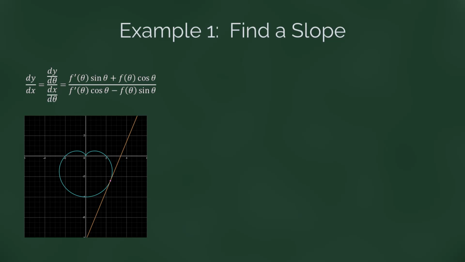Let's see if we can use this formula to find the slope of the tangent line in the image that we started off this video with. So that curve is actually the curve r equals 2 minus 2 sine theta, and that line is occurring for a theta value of negative pi over 4. So our f of theta is going to be 2 minus 2 sine of theta, and f prime of theta, taking the derivative of that with respect to theta, is going to be negative 2 times the cosine of theta.